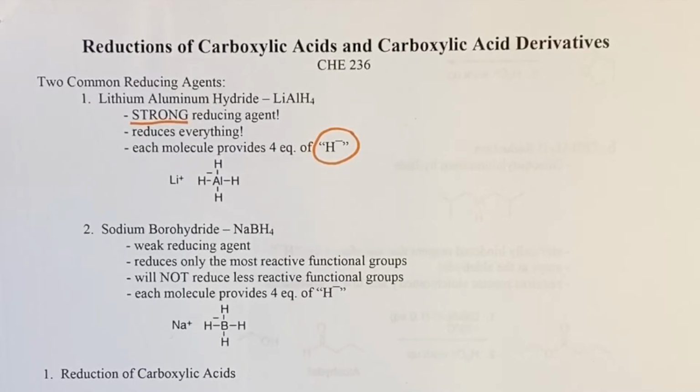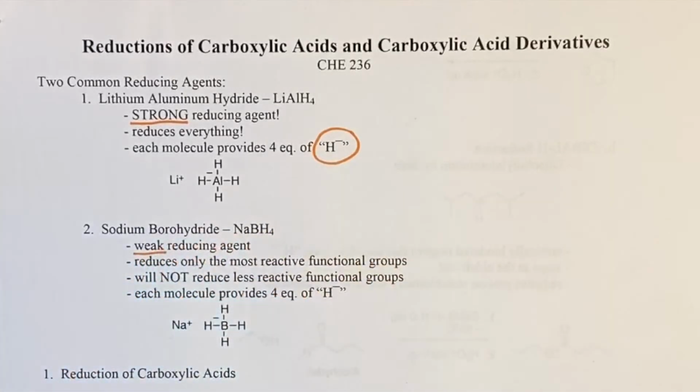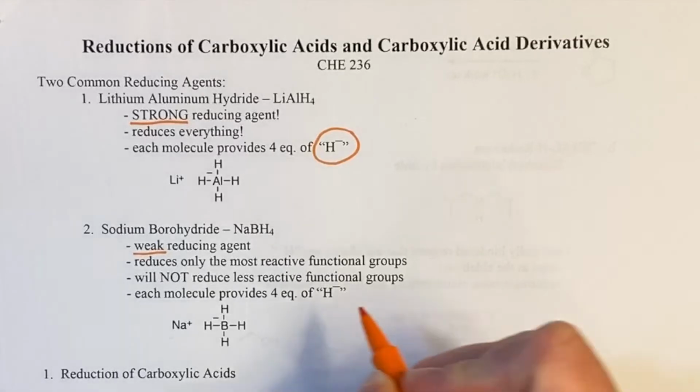Sodium borohydride is our other common reducing agent that we will see. Its chemical formula is NaBH4, and this is our weak reducing agent. That means that this compound is only going to reduce the most reactive functional groups. Compounds that are not as reactive will not undergo any sort of reaction with sodium borohydride. Just like lithium aluminum hydride, sodium borohydride is also a source of H-.